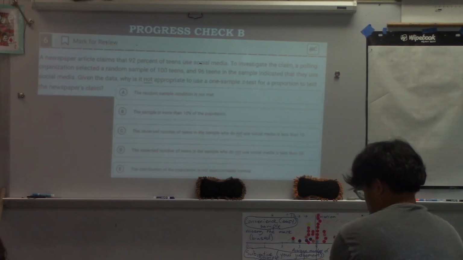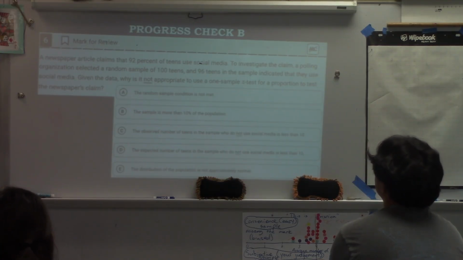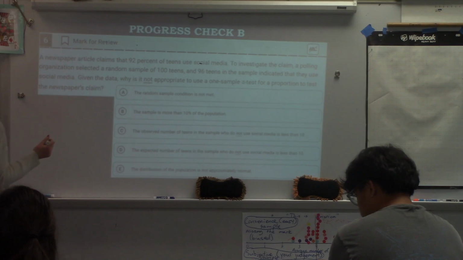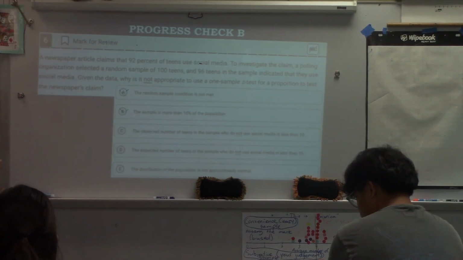All right. So our options are: the random sample condition is not met. No, right? So that's gone. The sample is more than 10% of the population. Is 100 more than 10% of all the teens? No. Right? We can get off of that one.